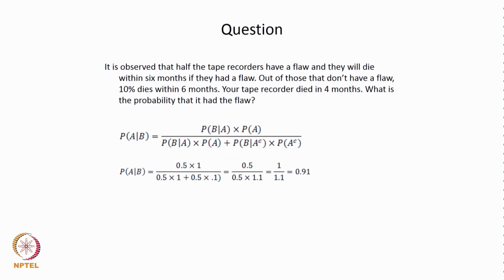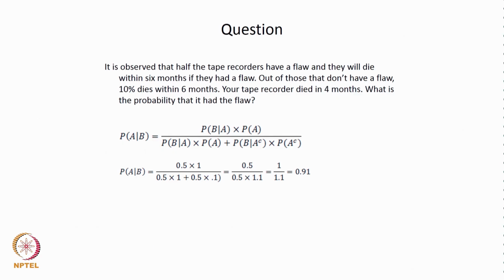One question is, it is observed that half the tape recorders have a flaw, and such tape recorders would die within 6 months if they had a flaw. Die meaning they would stop working within 6 months if they had a flaw. Out of those that do not have a flaw, 10% would anyway stop working within 6 months. Now, your tape recorder died in 4 months, which means that it stopped working in 4 months.